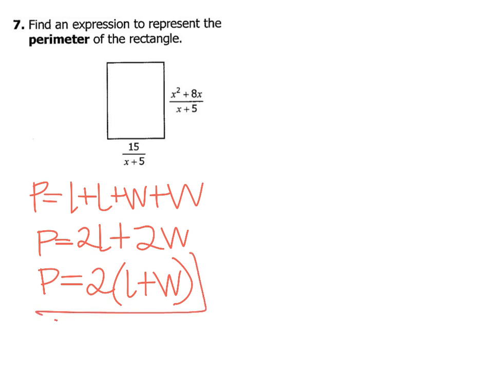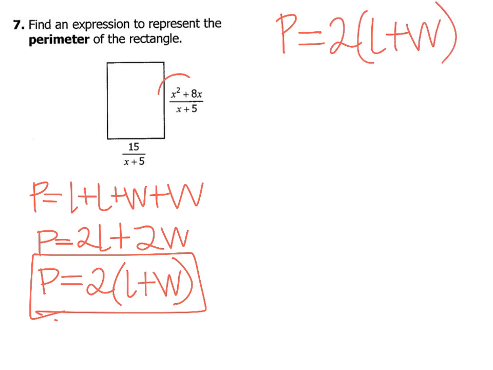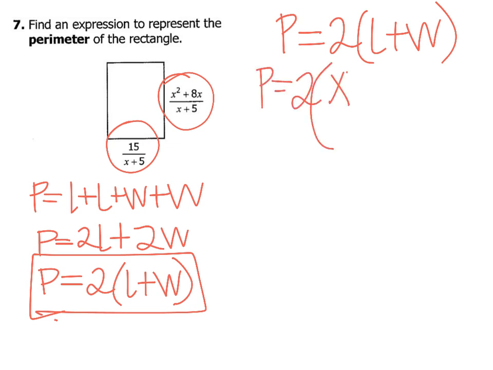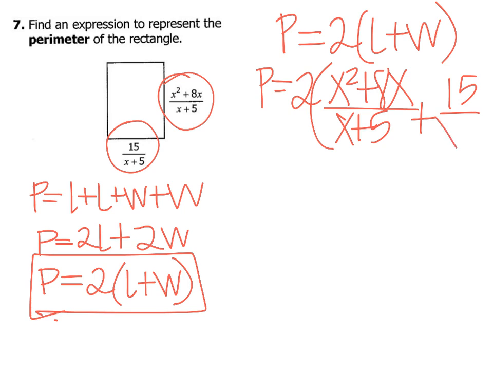All right, now this is the formula we want to use because it'll make life a lot easier when we're multiplying out and simplifying our rational expression. So, if we've got P equals 2 times length plus width, we've got our length and width here, plug them in. So P equals 2 times x squared plus 8x over x plus 5, plus 15 over x plus 5.